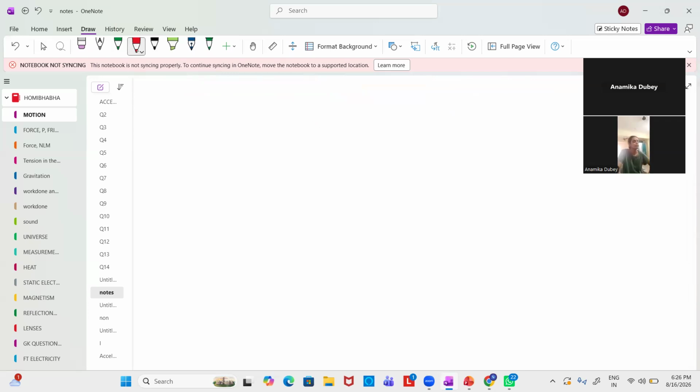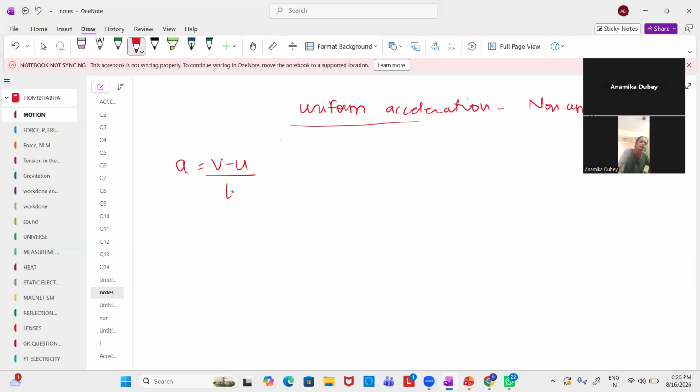For example, in motion we can have uniform acceleration and non-uniform acceleration. Now understand, what is uniform acceleration? I'm writing the formula for acceleration. Acceleration is the rate of change of velocity. So if the change every time is equal, is uniform, then the acceleration is uniform. And if the change is not uniform, it will be non-uniform acceleration.